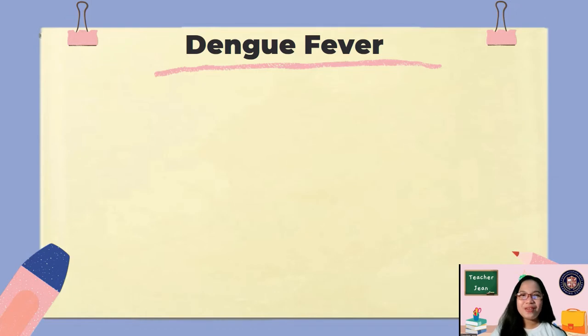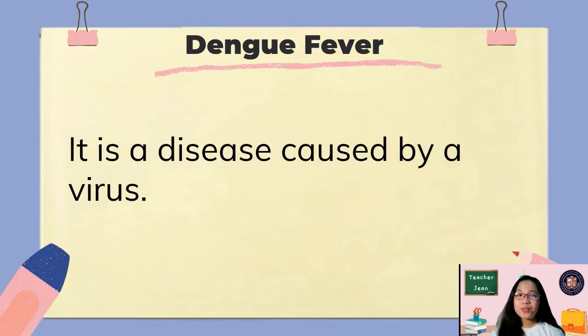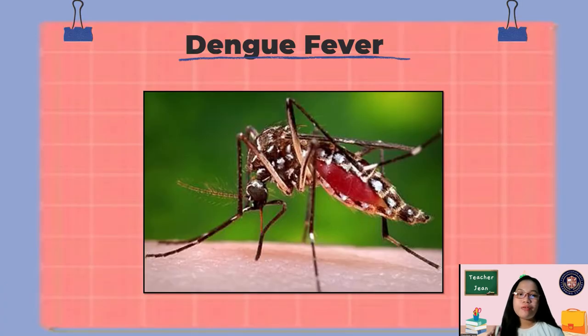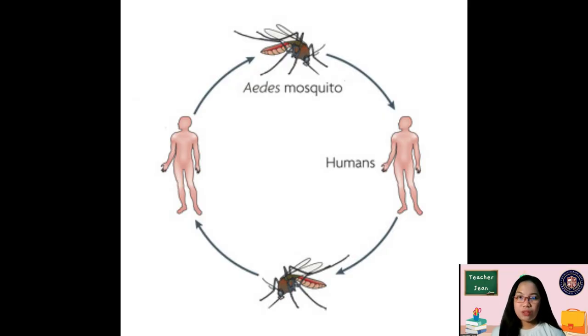Then we have here dengue fever, which is also caused by a virus. So as you can see on the picture, the main reason of this disease are the mosquitoes. So it cannot spread directly from one person to another, but instead the mosquito that bites you and transfers it to another person is the one carrying the virus. So that's why it's a communicable disease.